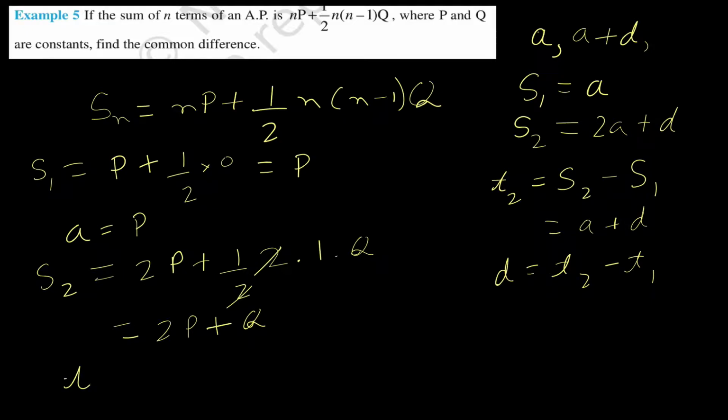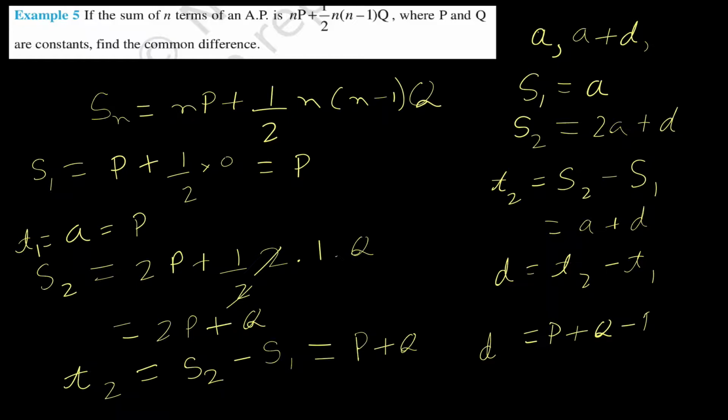Now let's find the second term. In order to find the second term, what do we do? We subtract the sum of the first term from the sum of the first two terms, s2 minus s1, which will result in the second term. So 2p plus q minus p, that is p plus q. So this is our second term. We know the first term, t1 is equal to a is equal to p. Now we need to find the common difference, equal to t2 minus t1, which will be p plus q minus p, which is equal to q. So the common difference here is equal to q. This is the answer.